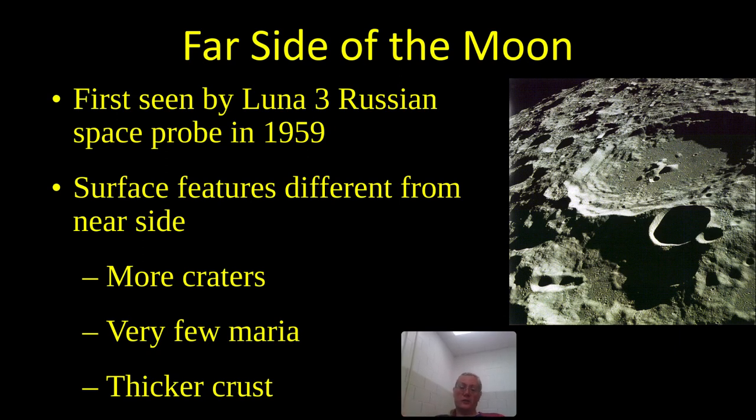It has more craters. It is facing the asteroid belt, so it is more likely to get hit by the asteroids. There are very few of the maria left, because those are the blank spaces, the flat areas left by the volcanoes. And the crust is thicker there, and they think that has to do with how the Earth's gravity would have affected the formation of the moon. But that's not going to be a test question.